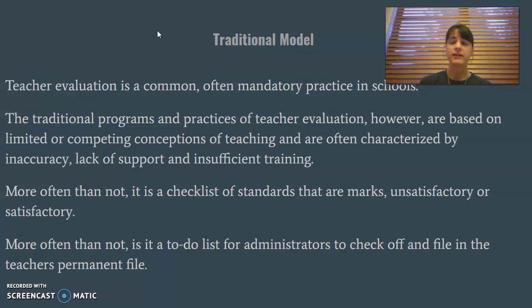More often than not, it's a checklist of standards that are marked one way or the other. The teacher is either satisfactory or unsatisfactory. More often than not, it's a to-do list for the administrators. They just check it off and file it in the teacher's permanent file until next year or until the next cycle.